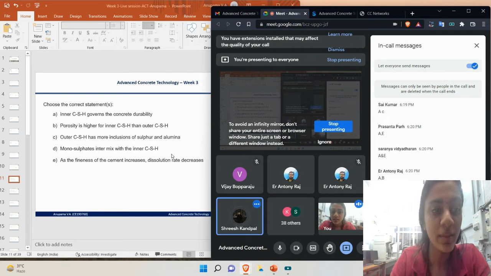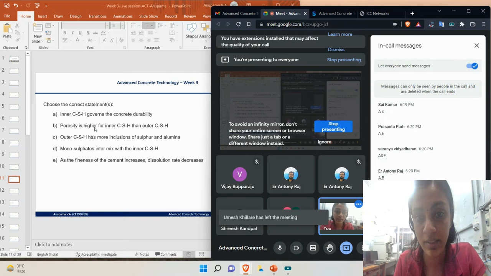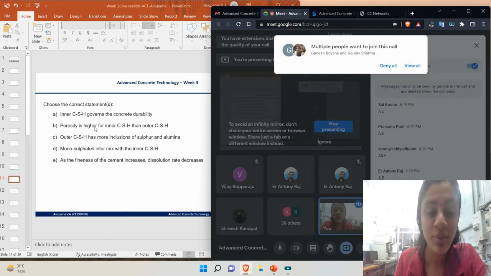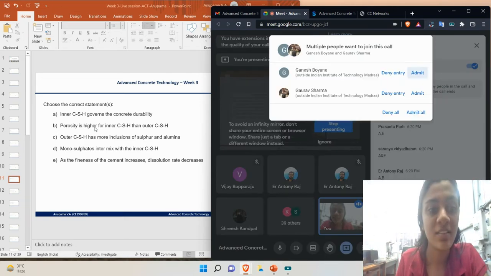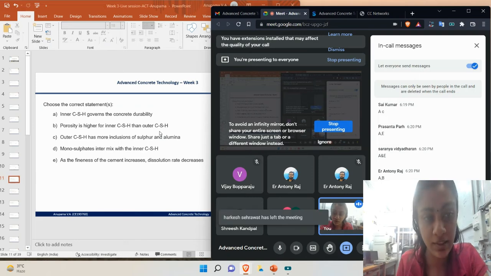I agree with Shrish for A and B. A is wrong because inner CSH does not govern the concrete durability. It is the outer CSH which governs the concrete durability. Option B, porosity is higher for inner CSH than outer CSH, is a wrong statement. Porosity is higher for outer CSH than inner CSH. So that is why outer CSH governs the concrete durability.